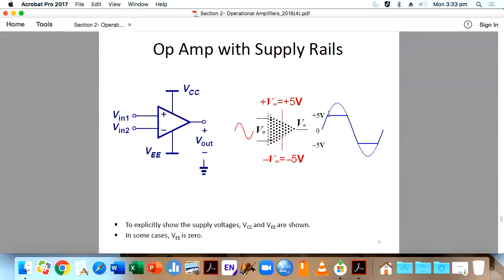So if you want to have more than 5 volt in your output, then you have to increase the rail power supply ranges. Maybe you have to make it 10 volt. Otherwise you will get a clipping. See, here it will undergo a clipping. See, it is flat.